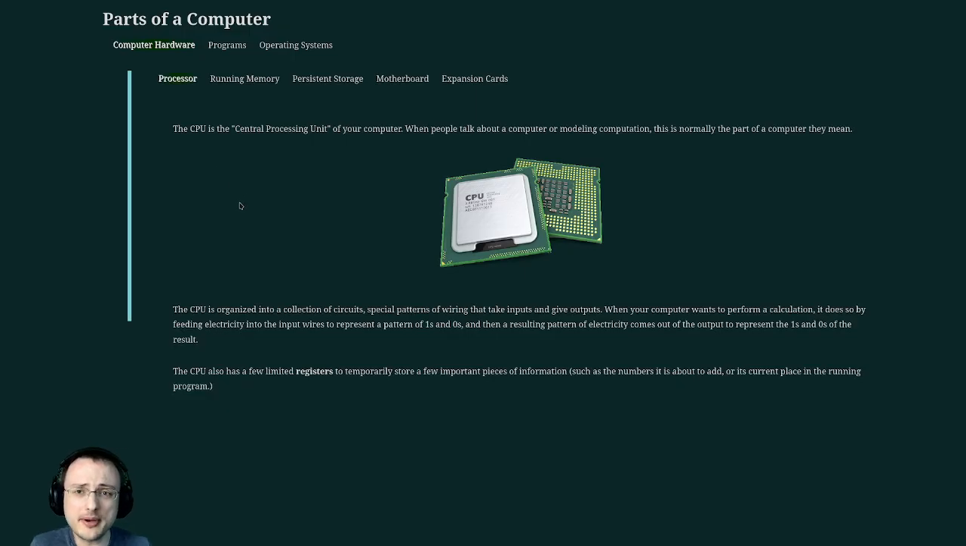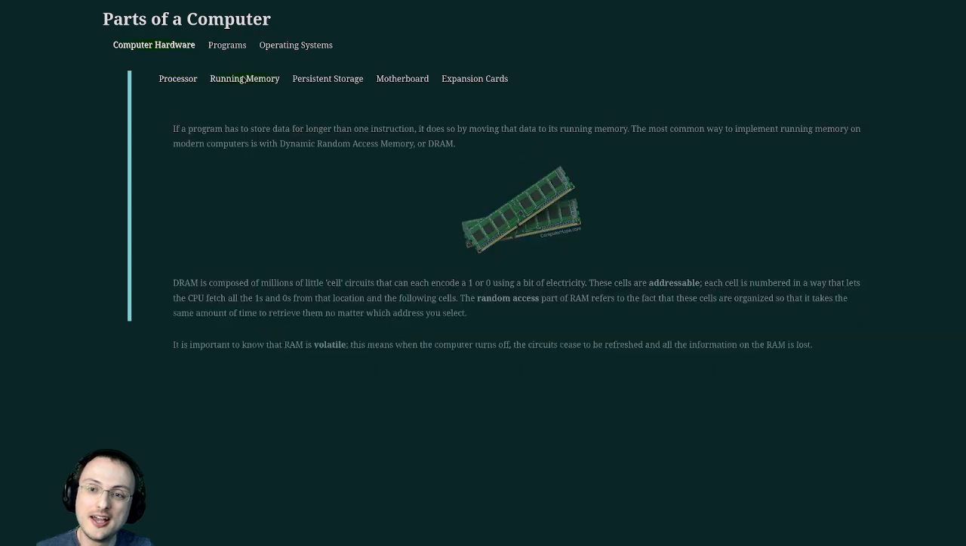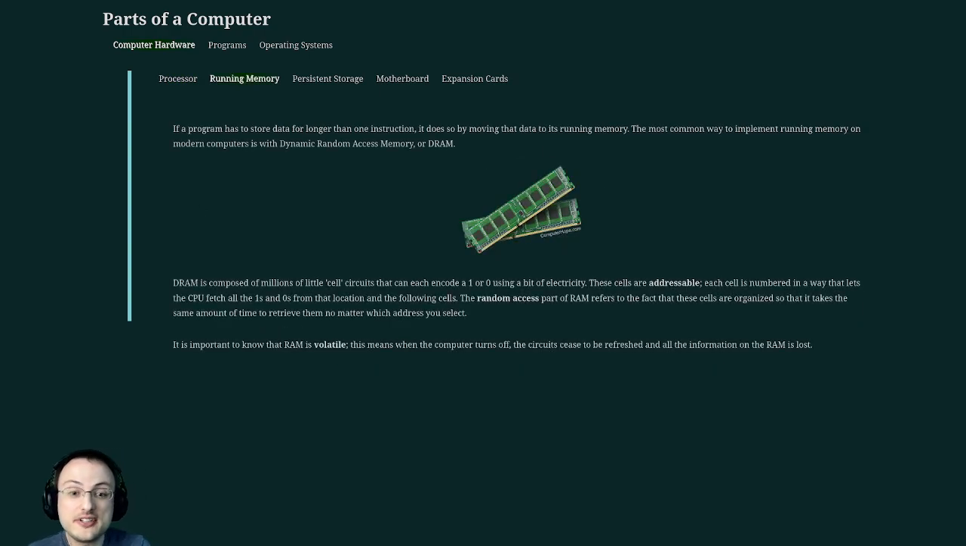So as we talked about, one of the big weaknesses of the CPU is that it can't store anything longer than fractions of a second, or at least it can store very, very, very few things. If a program does need to store things for a long time, then typically the way that we do that is by moving that data into running memory.